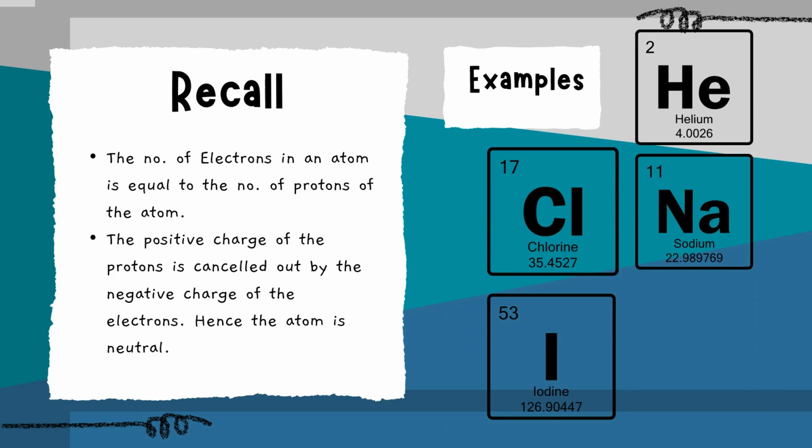Let's recall. The number of electrons in an atom is equal to the number of protons, right? And the positive charge of a proton is cancelled out by the negative charge of the electrons. Hence, the atom is neutral. All right.